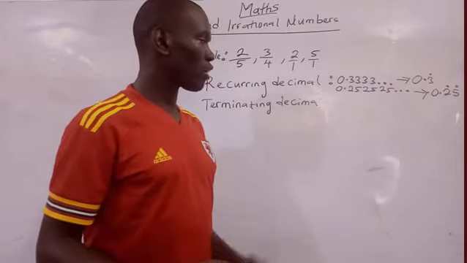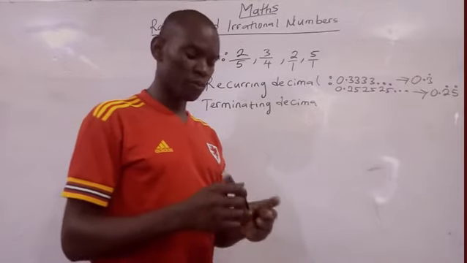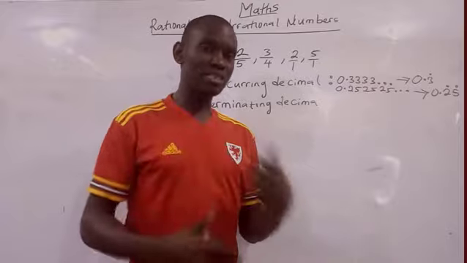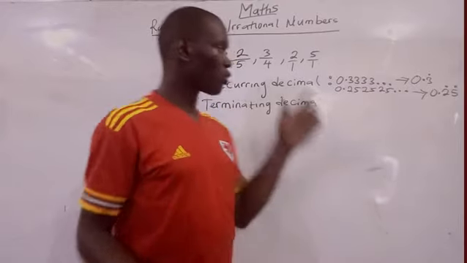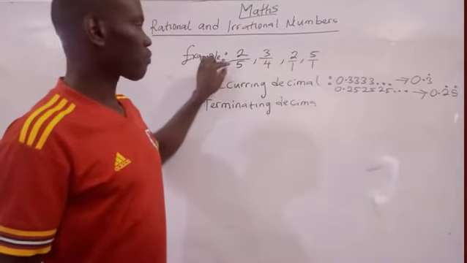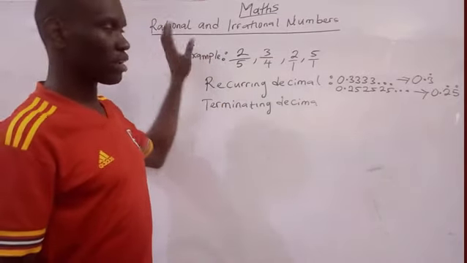There are many more examples. This is what we call a recurring decimal: a situation where a particular set of decimal digits repeats in a particular sequence. And all recurring decimals are rational numbers.